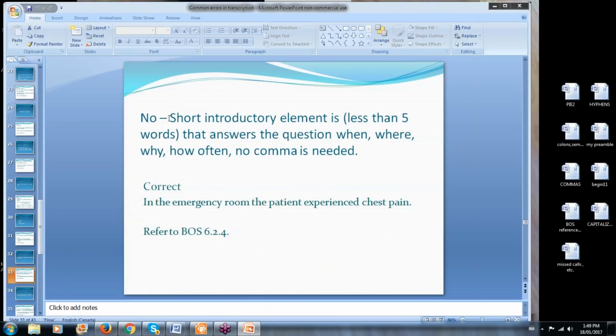That's right, it's no. A short introductory element is less than 5 words, so really it'd be like 4 or under. That answers the question when, where, why, how often, so no comma is needed. So the correct way would be in the emergency room, the patient experienced chest pain with no comma. And the BOSS reference for that would be 6.2.4 for anybody that wants to check that out.